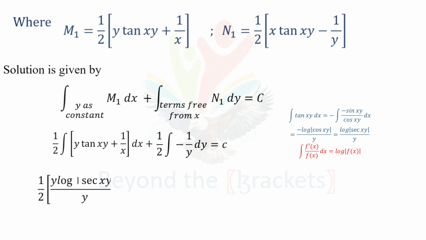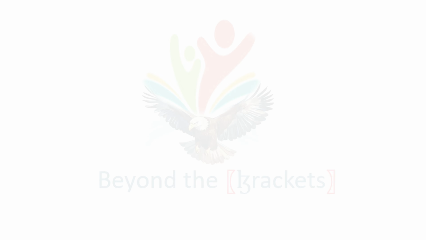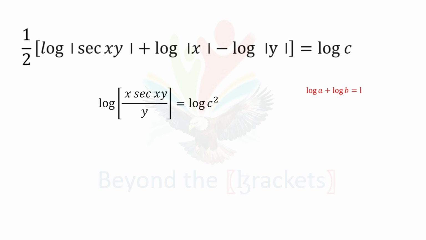While we integrate, we divide by the constant, so constant y will come in the denominator. Integration of 1 by x will be log x. For the second integral, integration of 1 by y with respect to y will be log y. Simplifying this further, log a plus log b will be written as log ab, and log a minus log b will be written as log a by b. This will be the final answer.